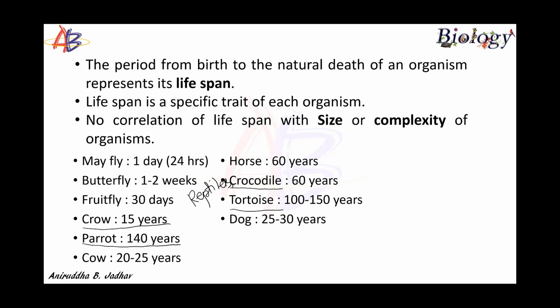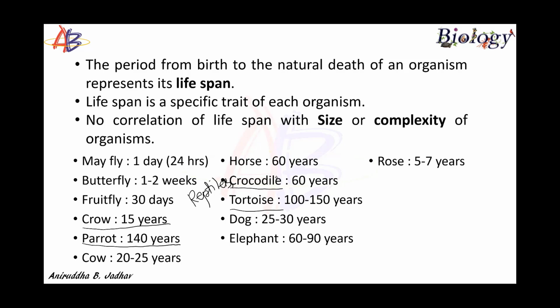Dog has a lifespan of around 25 to 30 years. The elephant, the largest terrestrial creature, has a lifespan of 60 to 90 years. So tortoise and elephant, if we do the size comparison, there is a huge difference. Still, the tortoise, being smaller, has more lifespan, and the elephant, being larger, has less lifespan than the tortoise. So the ultimate conclusion is we should not correlate the size and complexity of an organism while estimating its lifespan.